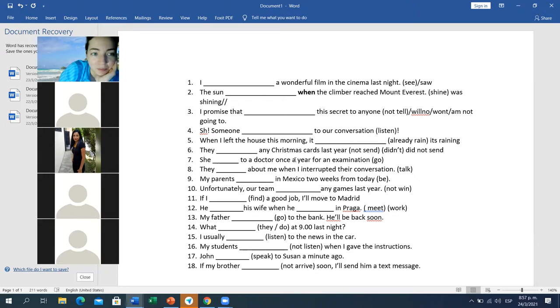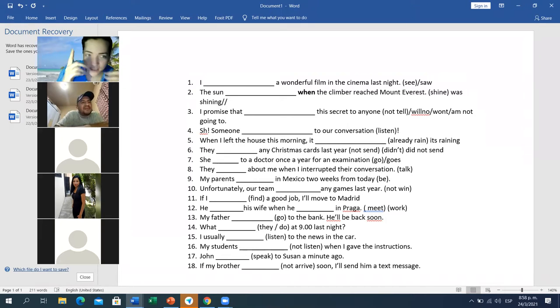No. She goes to a doctor once a week for an examination. Yes, it's okay. She goes. ¿De dónde sacó el goes? Es presente, pero en tercera persona. ¿Y por qué no hizo el she went? Como ahí dice que va una vez al año. There you go. It's something, a habit. ¿Qué es lo que hace esta persona? Once a year. Es un hábito, una costumbre.